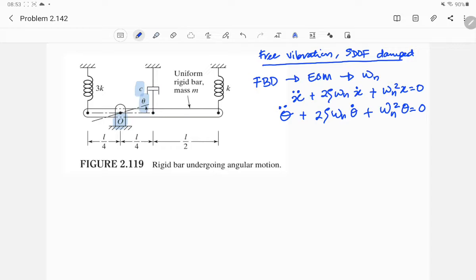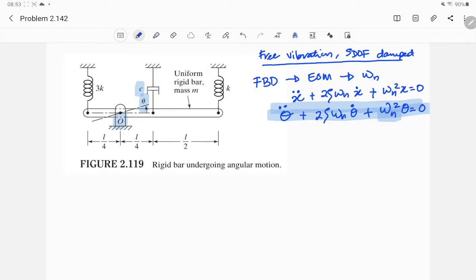So from this general form, you can always find any parameters such as zeta as well as omega n, given all other values. So you may want to rearrange your EOM in this form. In this case, we want to rearrange the EOM in this form, and then you can figure out what your omega n will be. Right, so let us move on.